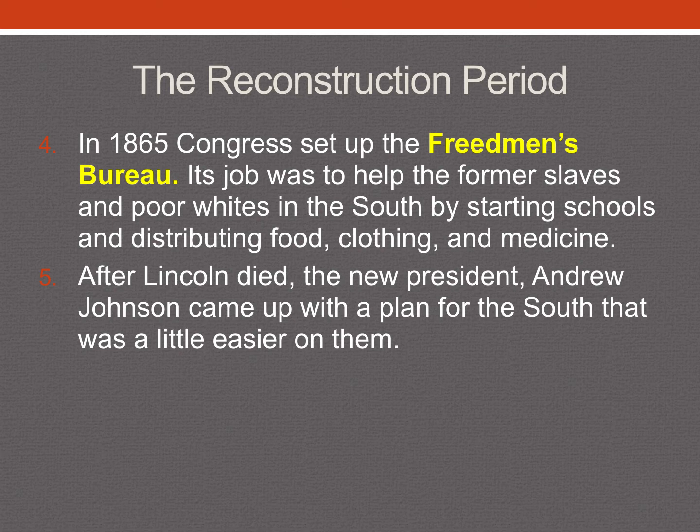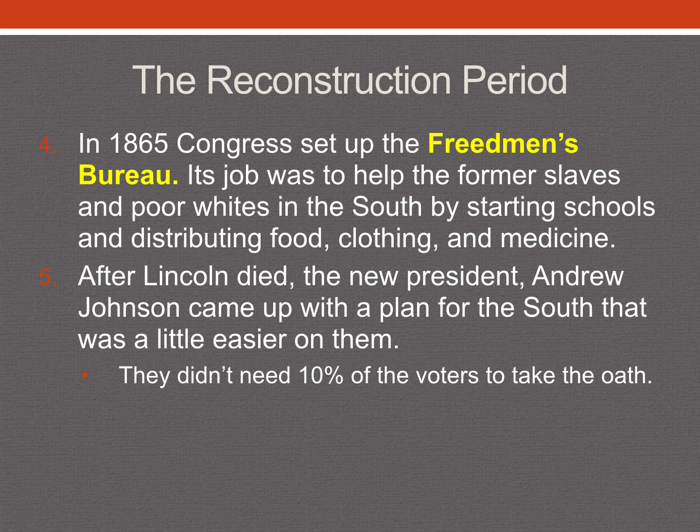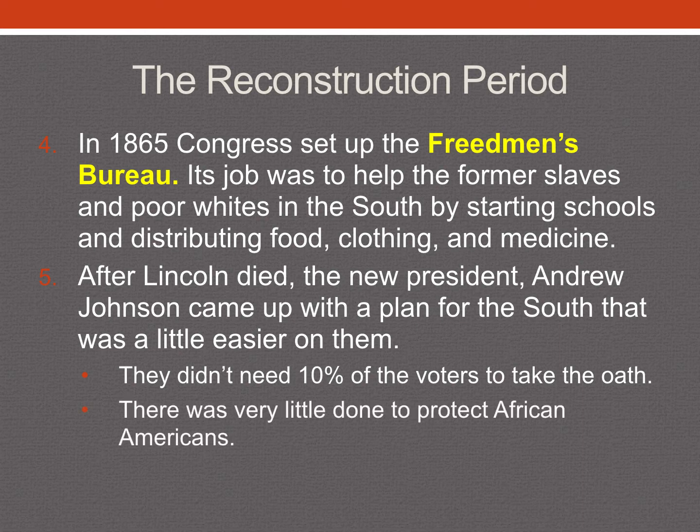And Johnson comes up with a plan for the South that was even easier on the South than Abraham Lincoln's plan. That idea of a loyalty oath, Johnson said you didn't necessarily have to take this oath of loyalty to be readmitted into a state. He got rid of that percentage. You could still take an oath of loyalty, and that would guarantee that your property was restored. But they didn't need that oath of loyalty to be readmitted as a state. And Johnson's plan did very little to protect these former slaves, African Americans, in the South.